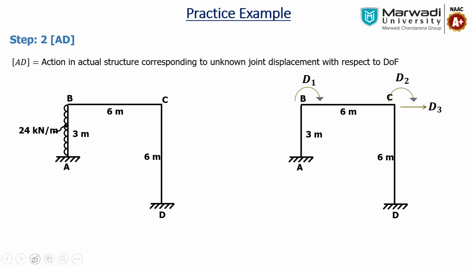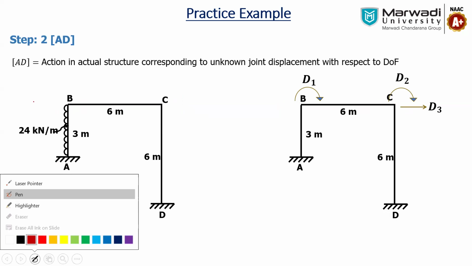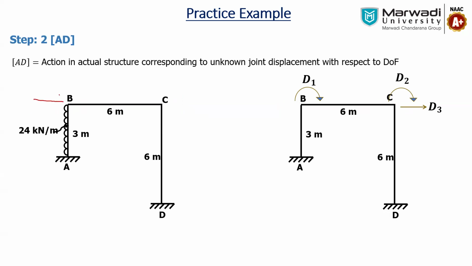So here, if in place of this UDL, along with that, there is any kind of horizontal load acting at the joint, then we can consider that as part of D3 or AD3.